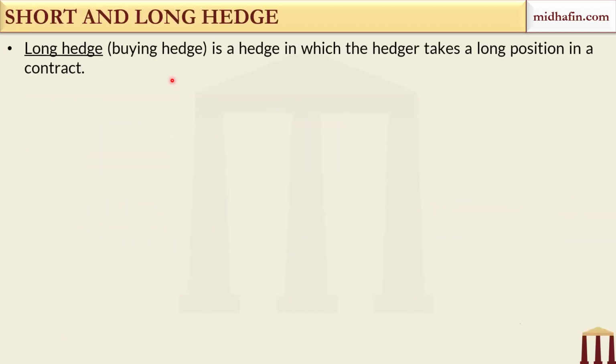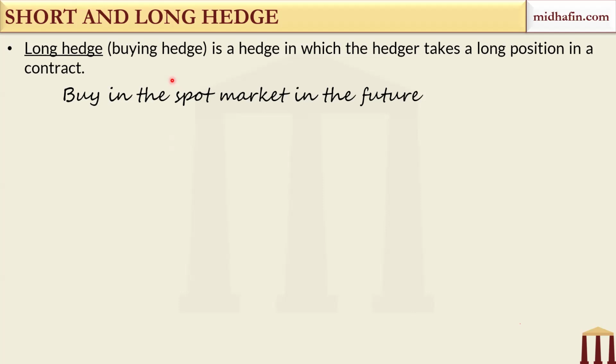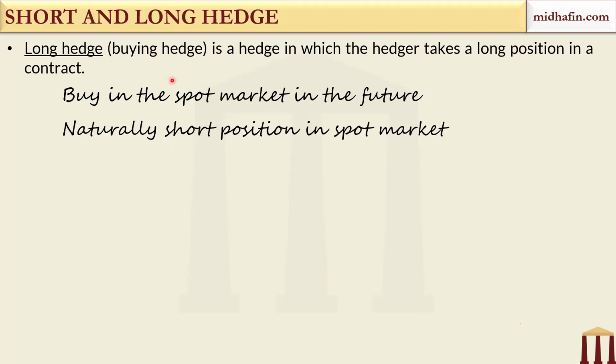So a long hedge is a hedge in which the hedger takes a long position in the contract. So what are the scenarios? What is the situation from the spot market where you have to decide that you have to take a long hedge? So if suppose you have to buy in the spot market in the future, it means you are naturally short in the spot market.